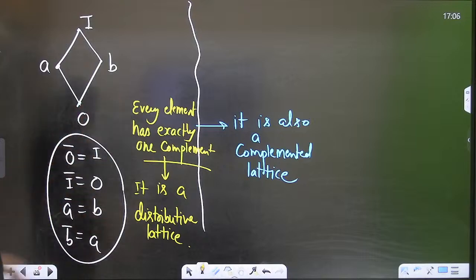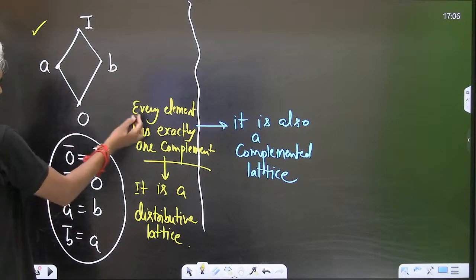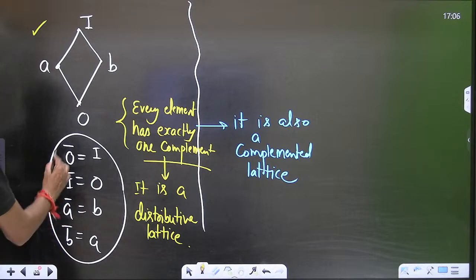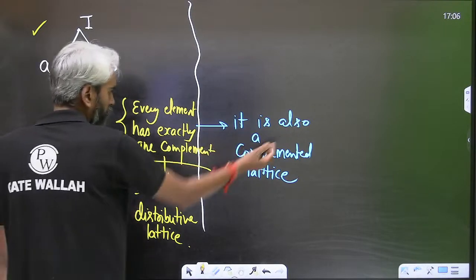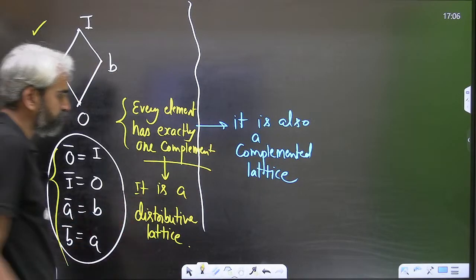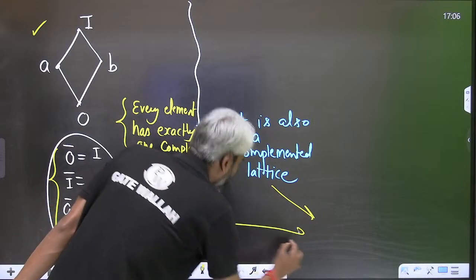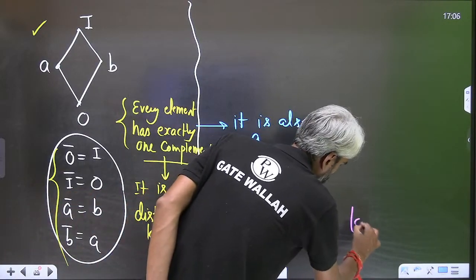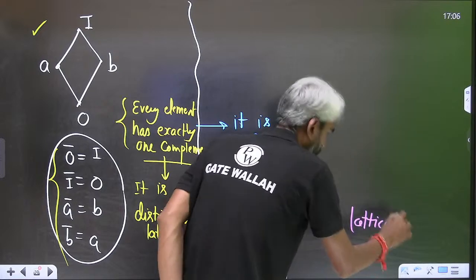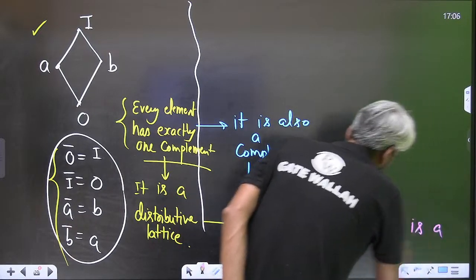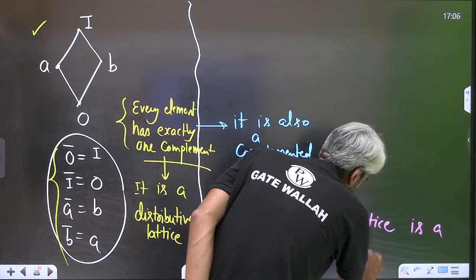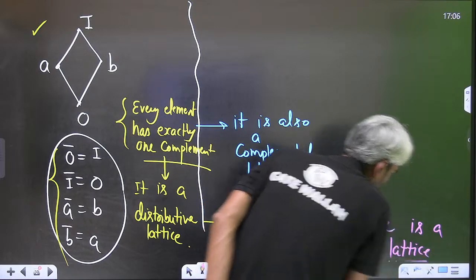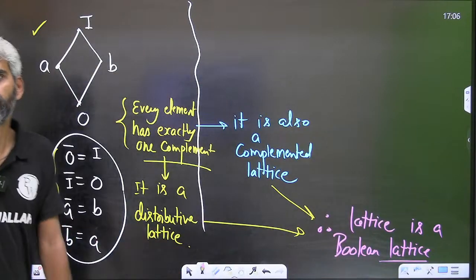So this is a lattice. Is it complemented? Yes, sir. Every element has exactly one complement. So at least one complement, at most one complement. Both the properties are satisfied. Therefore, it is a Boolean algebra. Yes. Okay.